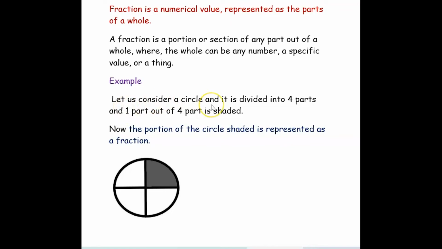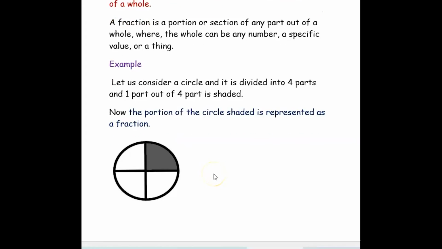Now let's consider a circle divided into 4 parts, and one part out of these 4 parts is shaded. So we are saying two main things: one is the part and the other is the whole. The whole represents the whole circle, and the whole circle is divided into 4 parts. So the whole represents the number 4 and the part represents the shaded part, which is 1. Now the portion of the circle shaded is represented as a fraction.